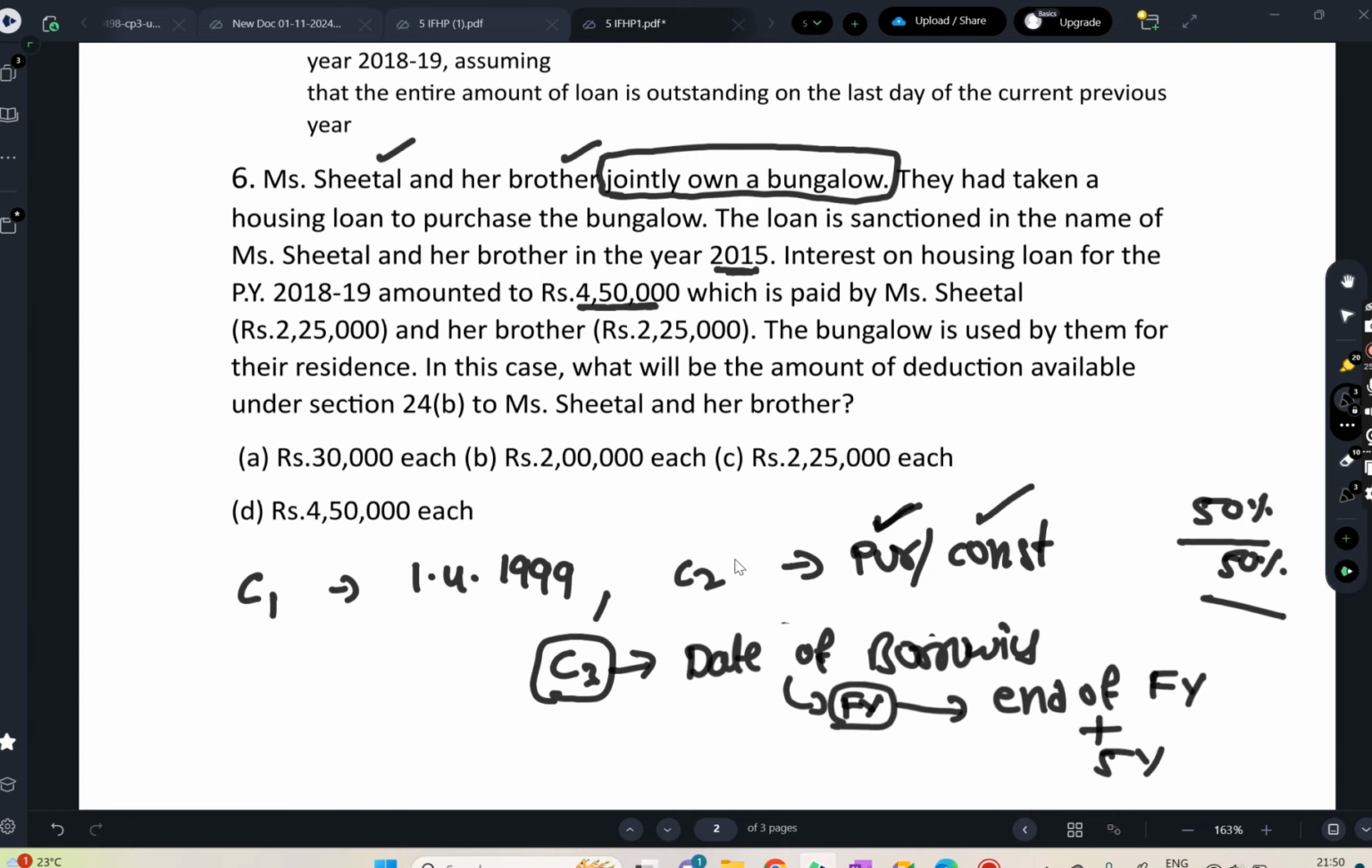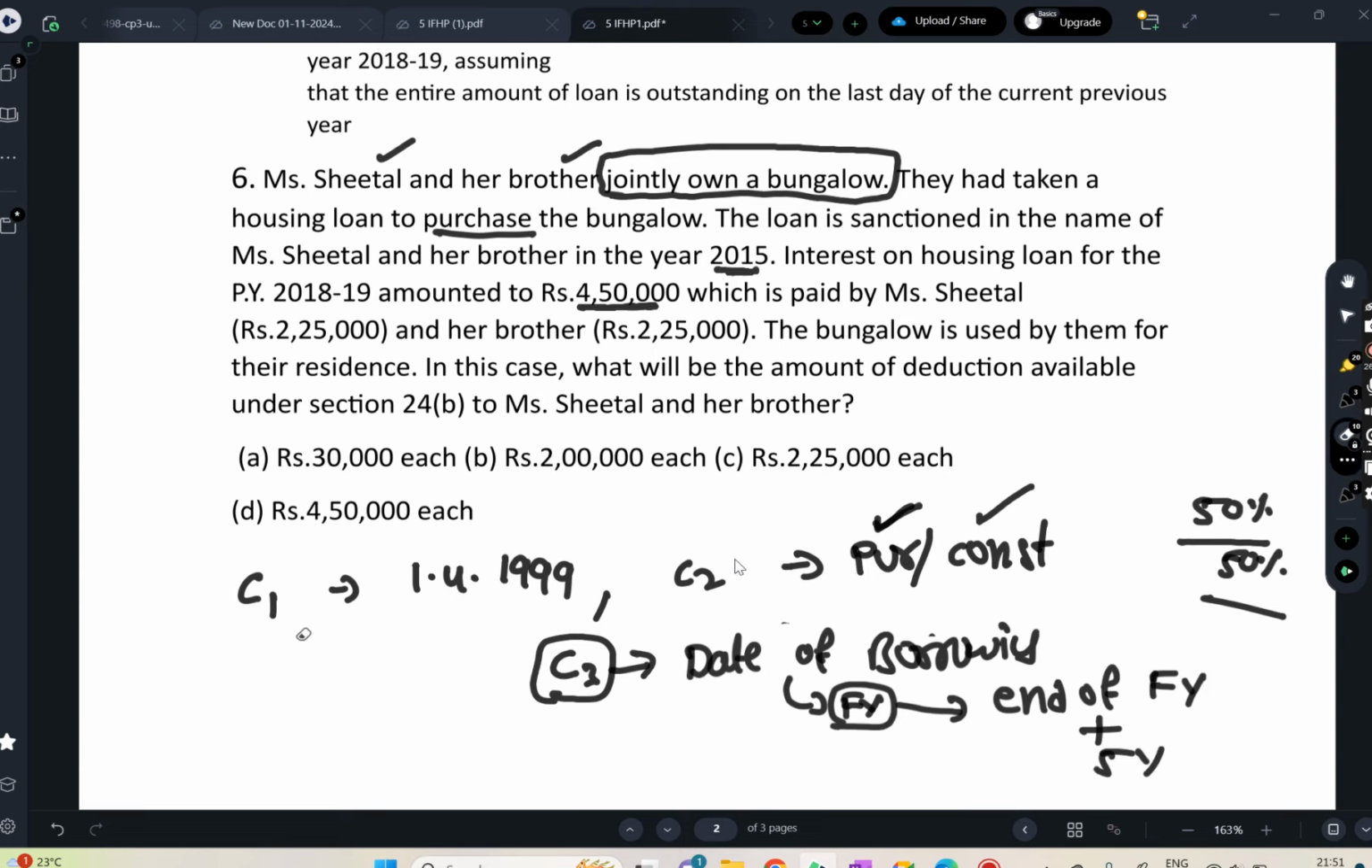If you have done that, and all the conditions are satisfied, then only are you eligible for interest on borrowed capital. Now tell me, in this question, is condition 1 satisfied or not? We have taken a loan, right? Loan for what? For construction or purchase of the bungalow. And obviously we have taken a loan after 1999. So condition 1 is satisfied.